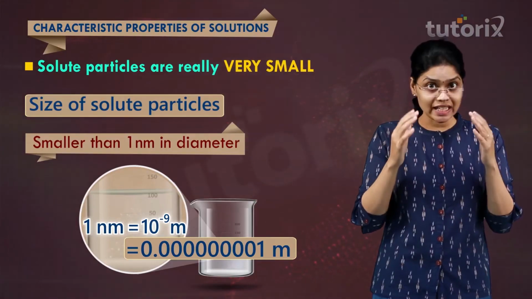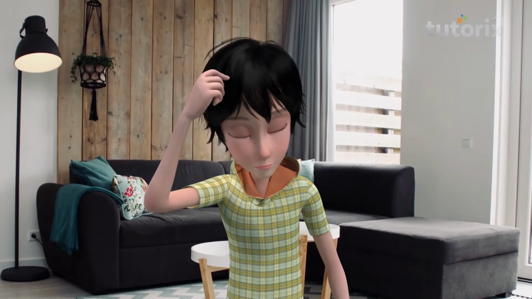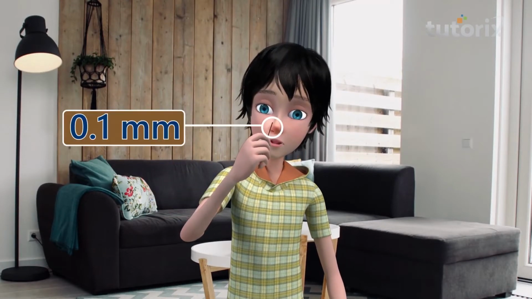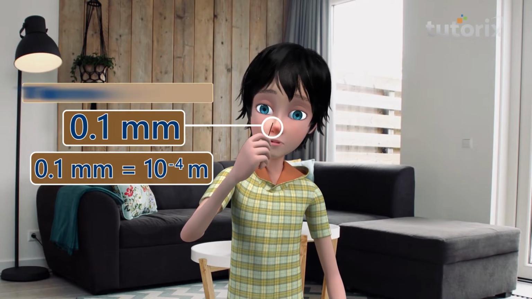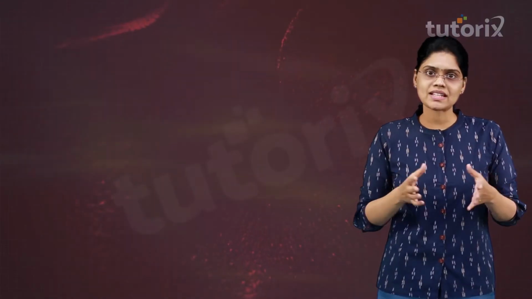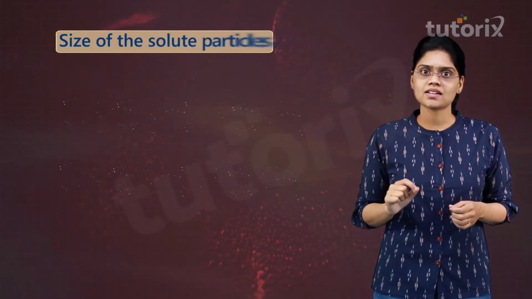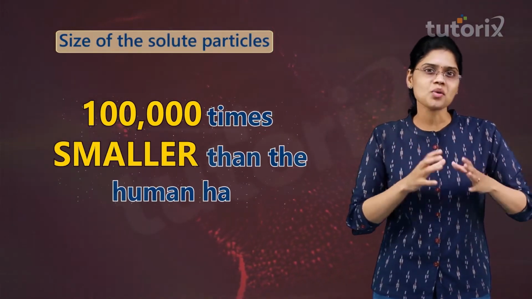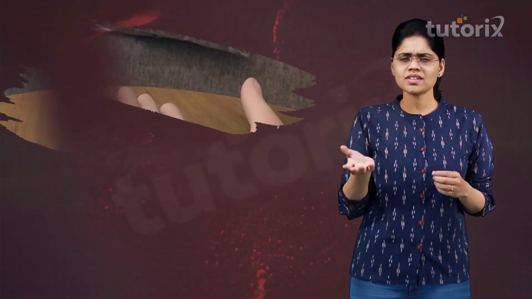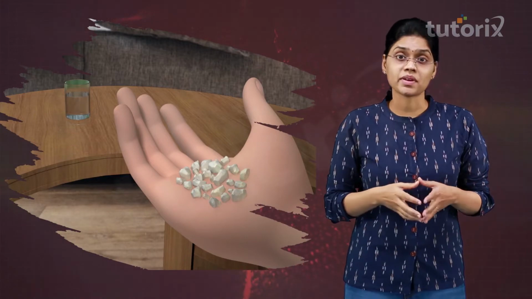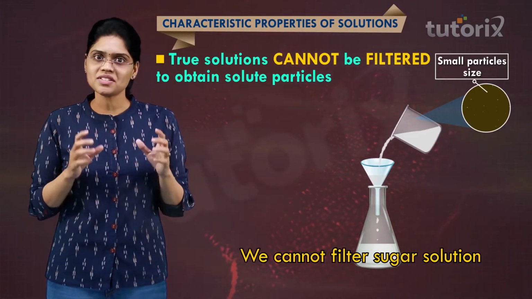The smallest size you can see with the naked eye without any assistance is only about 0.1 millimeter, which is 10 to the power minus 4 meter. And that's about the thickness of the human hair. So clearly you can see that the size of these particles is about 100,000 times smaller than the human hair. So I guess now you can understand why sugar crystals, perfectly visible in our hands, become invisible or undetectable in a sugar solution. The size of the solute.